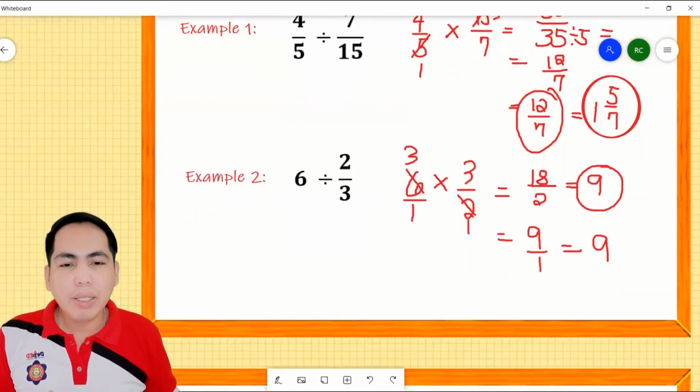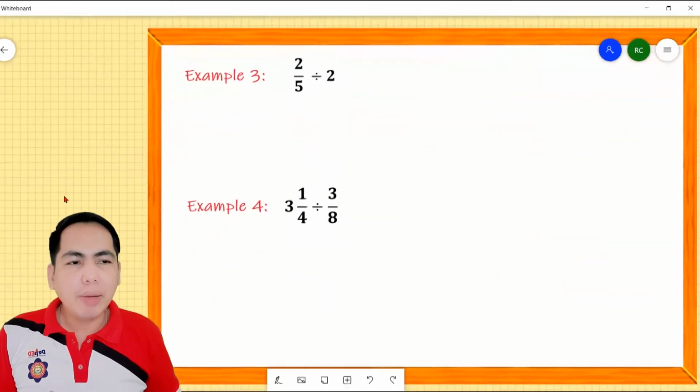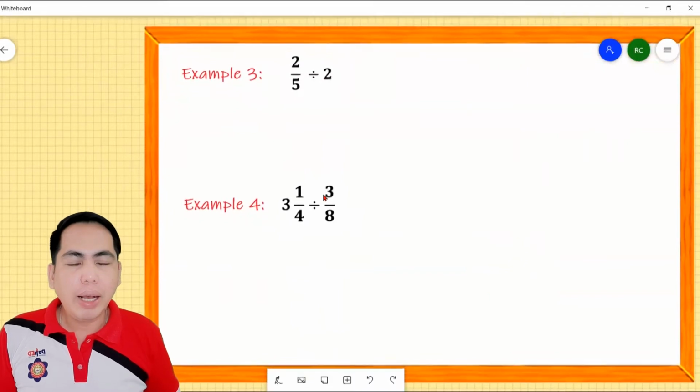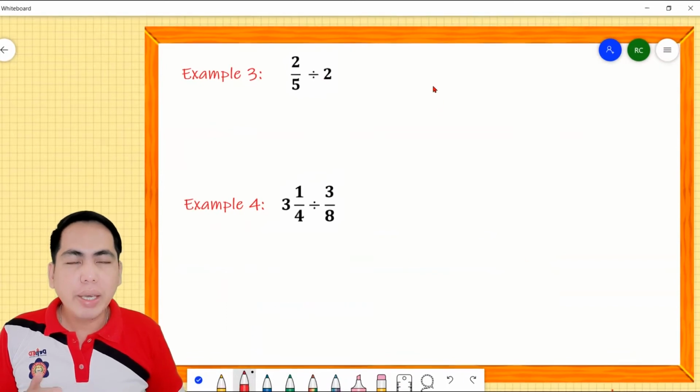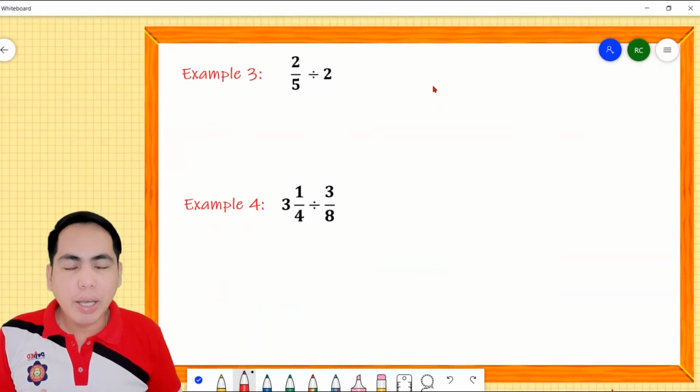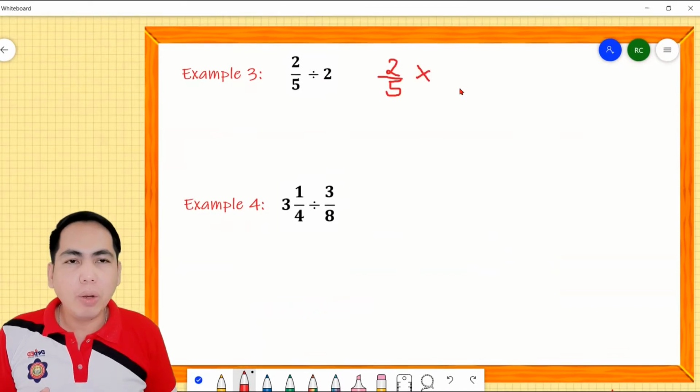Now let's have example number 3. So our example number 3 here, we have a fraction divided by a whole number. So following the rule in dividing fractions, we can change the division sign into multiplication symbol, and then get the reciprocal of our divisor, which is 2, and the reciprocal of 2 is 1/2, because 2 times 1/2 will give us 1. Following the rules in multiplying fractions, we have to multiply the numerators.